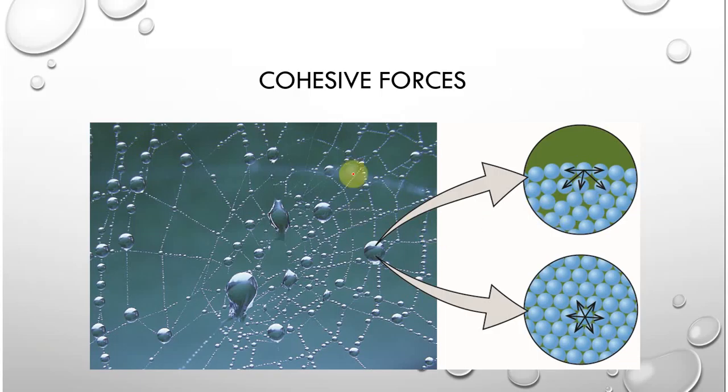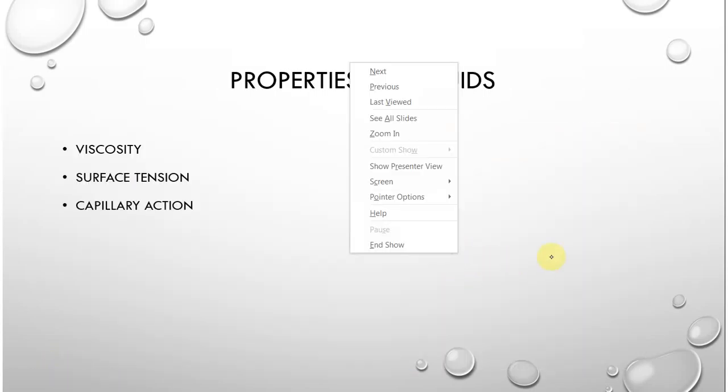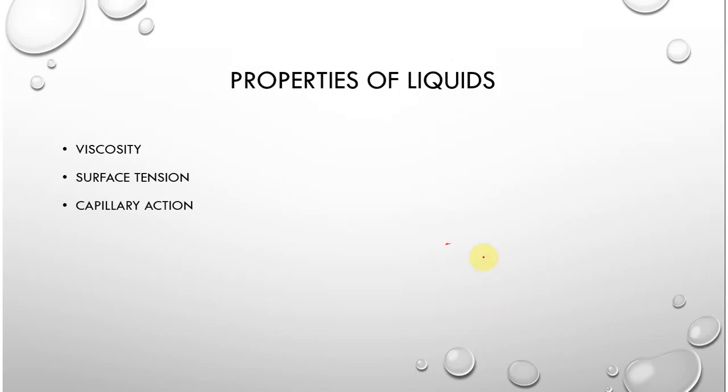So again, this is just kind of a bigger picture. You can kind of see the forces between the liquid itself and then between the liquid sticking to the spider web. In addition, we can consider how these cohesive and adhesive forces affect other properties of liquid. We're going to do that by looking at viscosity, surface tension, and capillary action.